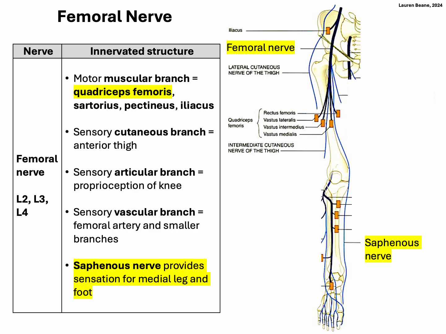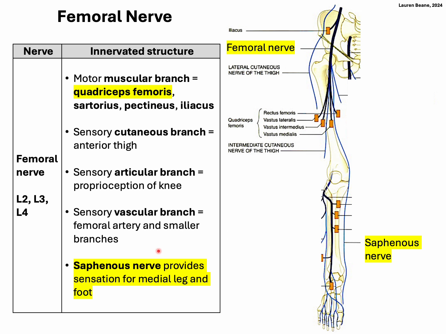Femoral nerve, this is the largest nerve in the lumbar plexus. For motor branches, it innervates the quadriceps, sartorius, pectineus, and iliacus muscle. So involved with flexion at the hip, but also extension at the knee. We have cutaneous branch to the anterior thigh, or what's referred to as the intermediate cutaneous nerve of the thigh. We have an articular branch that provides proprioception to the knee, also a vascular branch for the major artery, femoral artery in that area.